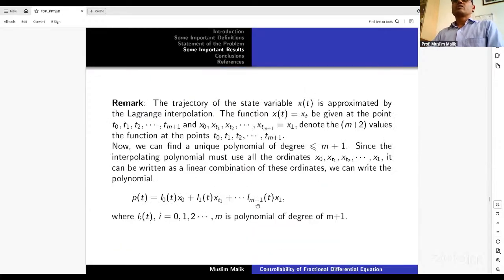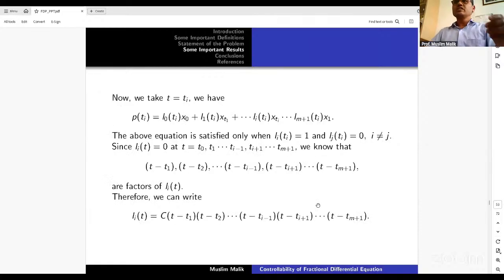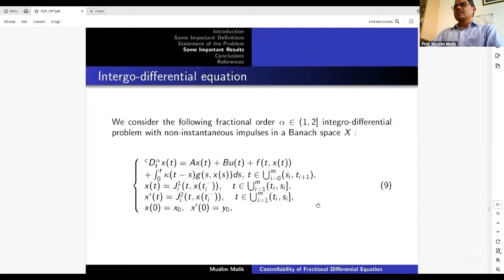Okay. So, a remark: we can also use the interpolation property to find the solution at the missing points. But here, due to time, we can even extend this result to the integro-differential equation. This means if you have an integral term in our original problem, then also we can find the solution.